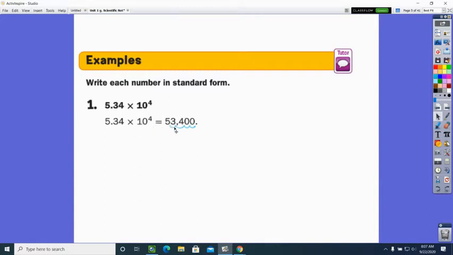We're going to go around the 3, and as we move around the 3, that would be 1 place. Around the 4 would be 2, and then we ran out of room on the 534, so we had to add 2 zeros. So the decimal started between the 5 and the 3, but it moved 1, 2, 3, 4 places because of that positive 4. So 53,400 is the same value as 5.34 times 10 to the 4th.